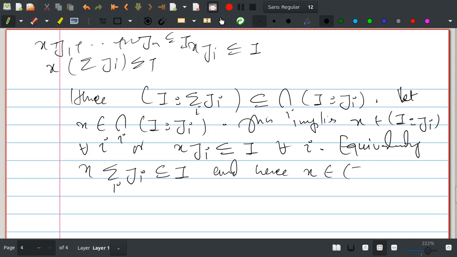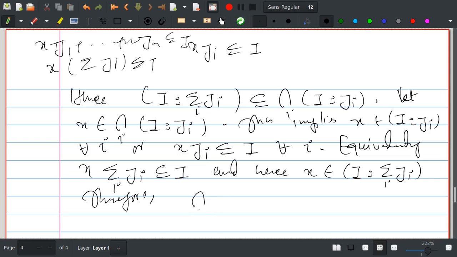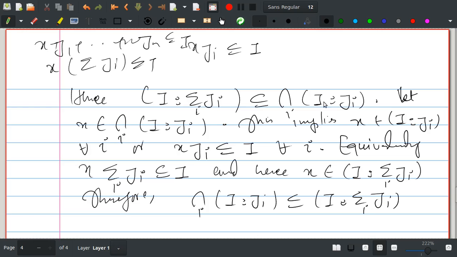And hence x is in I : sum of J_i. Therefore this intersection is actually contained in this colon ideal here. So this proves the last item.